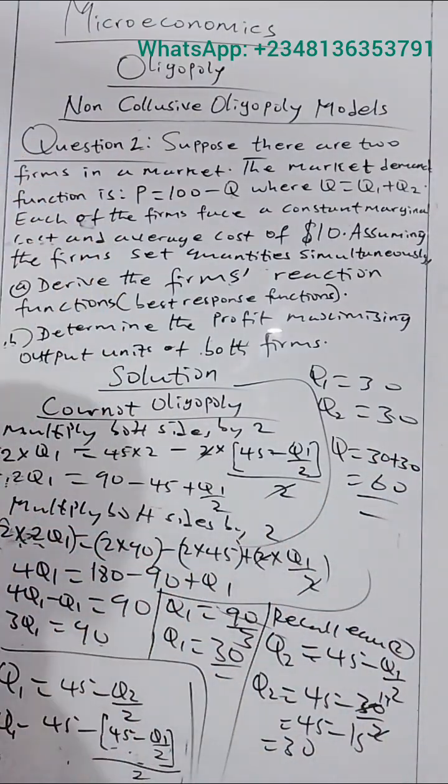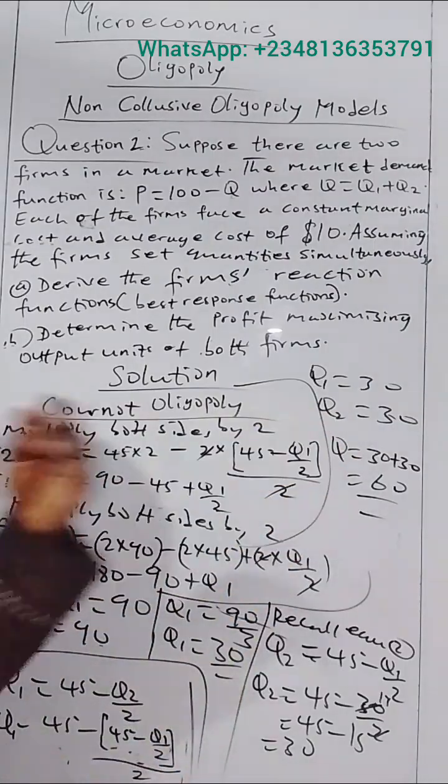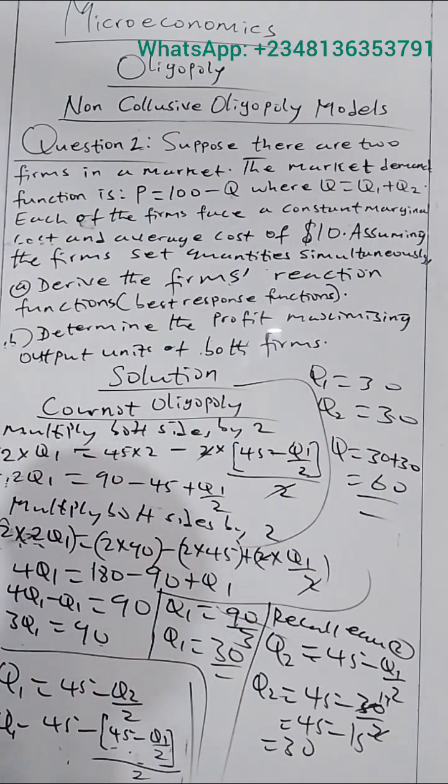You can see that the firms produce the same unit of output. They share the market 30, 30. This is the Cournot profit maximizing output, or the Cournot equilibrium, of the firms in the market.